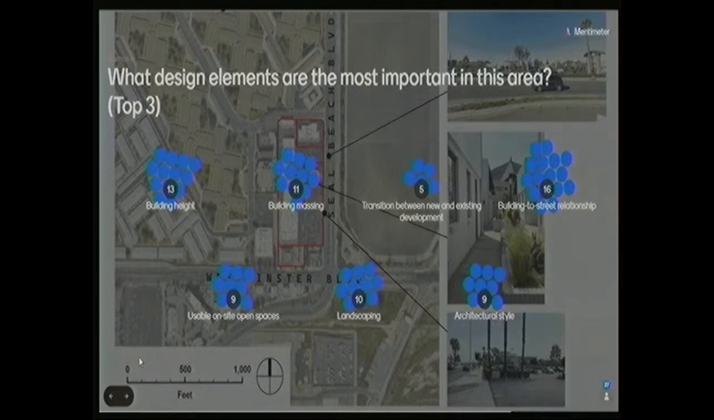On-site open spaces and landscaping. So this is a pretty even distribution here. And there's no abutting low-density residential. So that makes sense why not too many votes for transition between new and existing development. This is very helpful. Thank you.